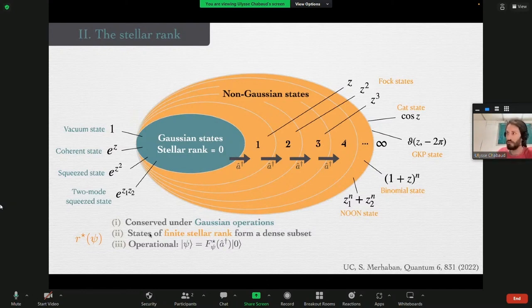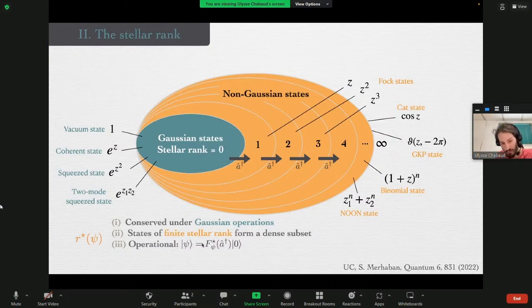Then another more technical property is the fact that the states that have finite stellar rank form a dense subset. So if you think back at this holomorphic function, it has a product over the zeros, but that product can be infinite, okay? And it turns out, in practice, you don't need to care too much about this technicality, and you can restrict to those states of finite stellar rank. And the final point that I want to emphasize is the fact that this hierarchy is operational.